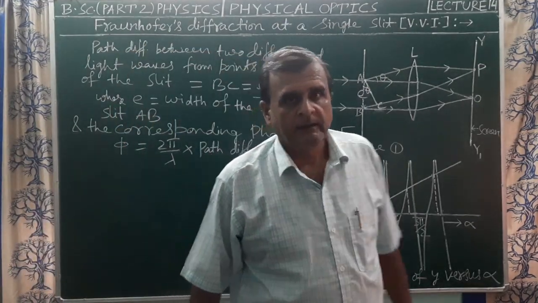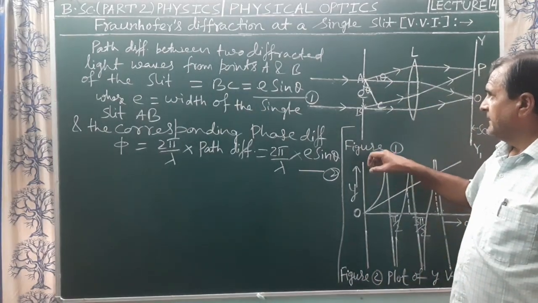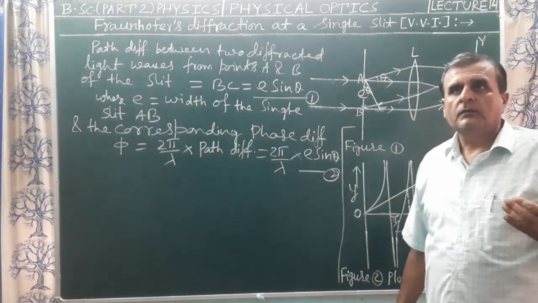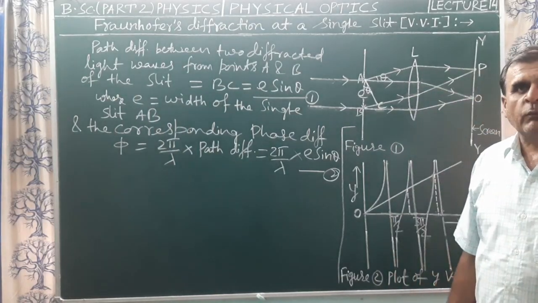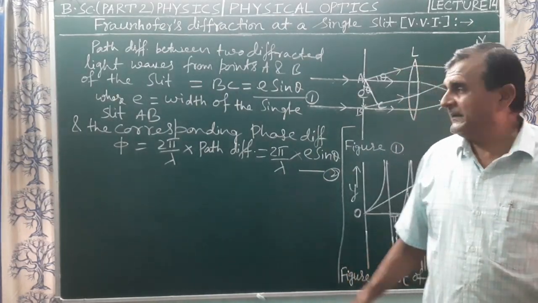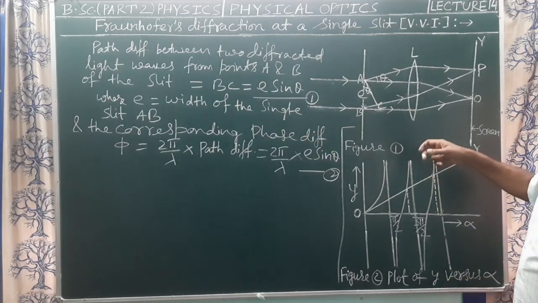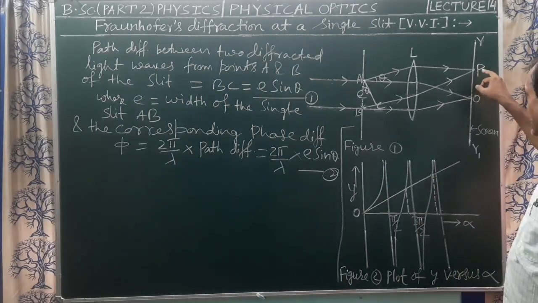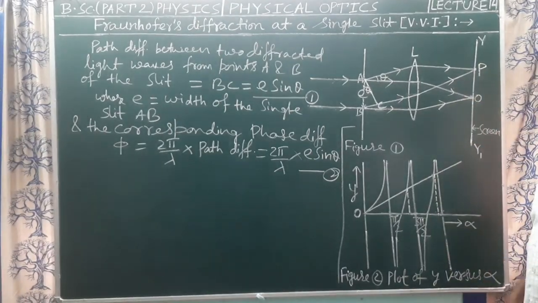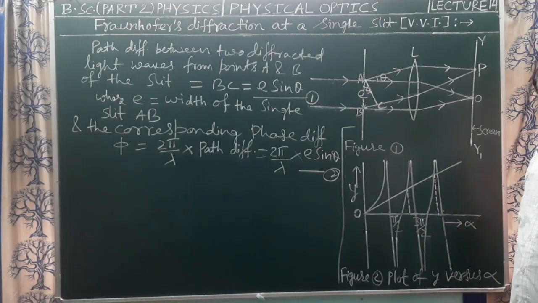Now we can divide the single slit AB into n equal parts. The amplitude of vibration at point P, because secondary wavelets are reaching another point P of the screen diffracted through angle theta from the single slit.